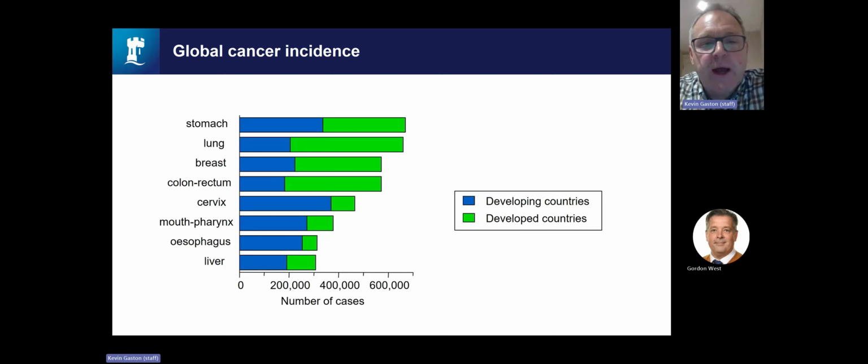But what you can see is if you add all these cases together and all the cancer deaths together, it comes to a very high number. It's about 2.2 million cancer deaths per year worldwide. So that's basically why we're interested in it.